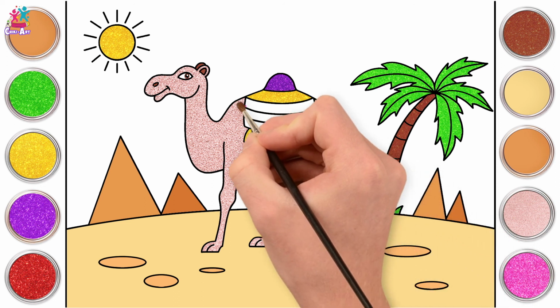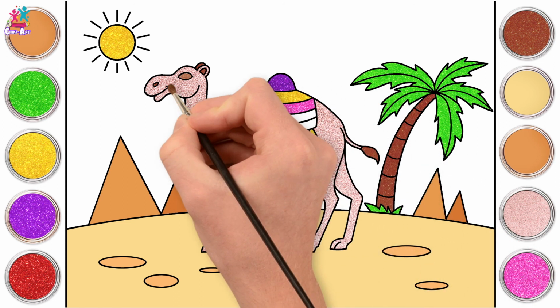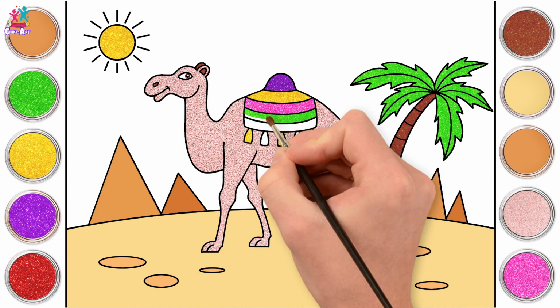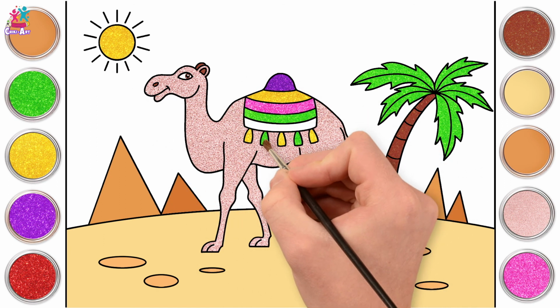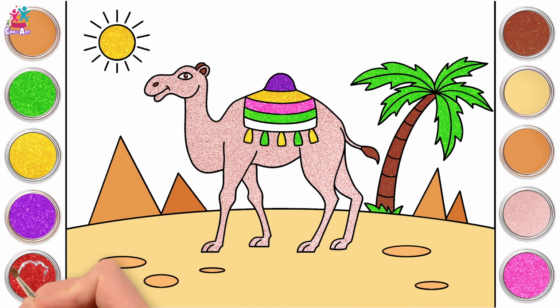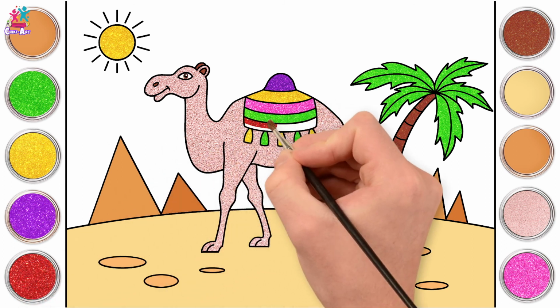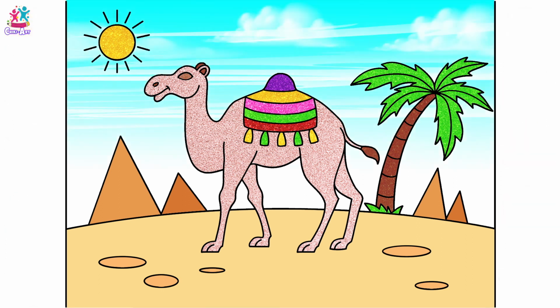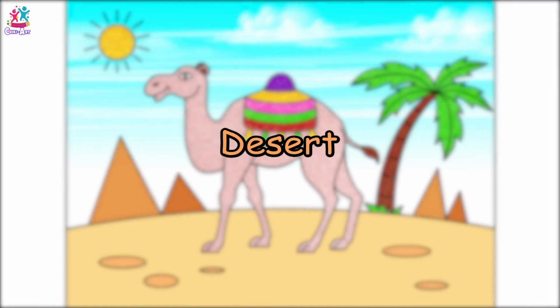Pink for the second stripe. And green next. Green for the third stripe. And the other tassels. Now red for our fourth and final stripe. Yay! We've done it! A gorgeous camel with a sparkly rainbow saddle in the desert.